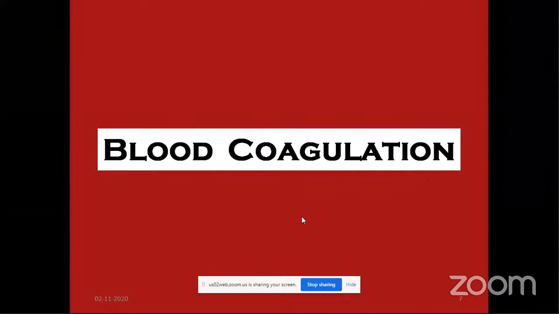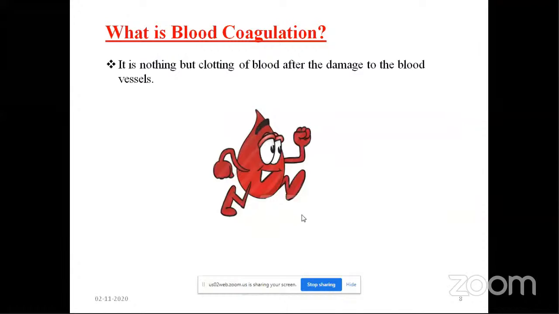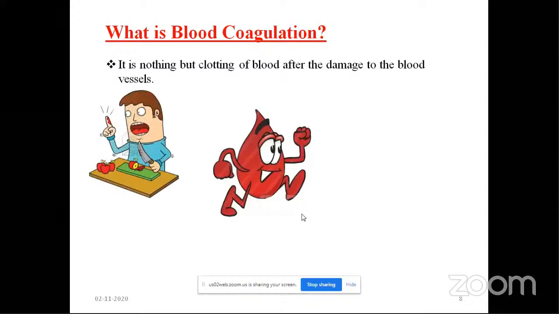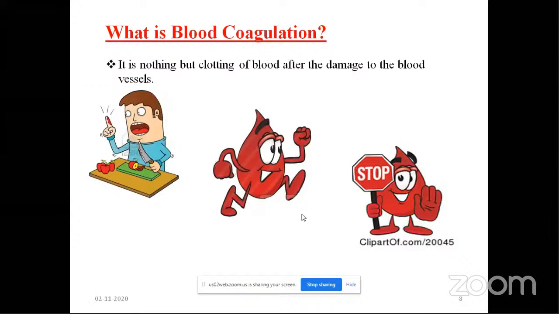So let's start with the process of clotting of blood, or coagulation of blood. What is blood coagulation? It is nothing but clotting of blood once an injury has occurred to any blood vessel. When our blood vessel is cut, damaged or ruptured, or whenever there is an accident, or even during surgery, the clotting process is initiated. Coagulation of blood is initiated whenever there is damage to the blood vessel.